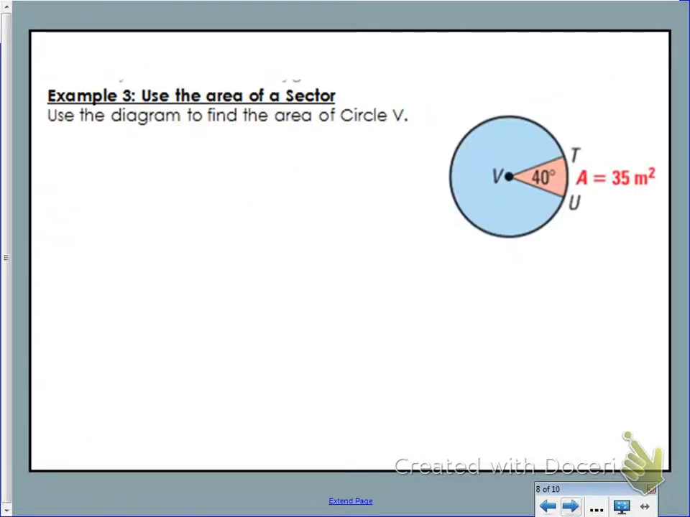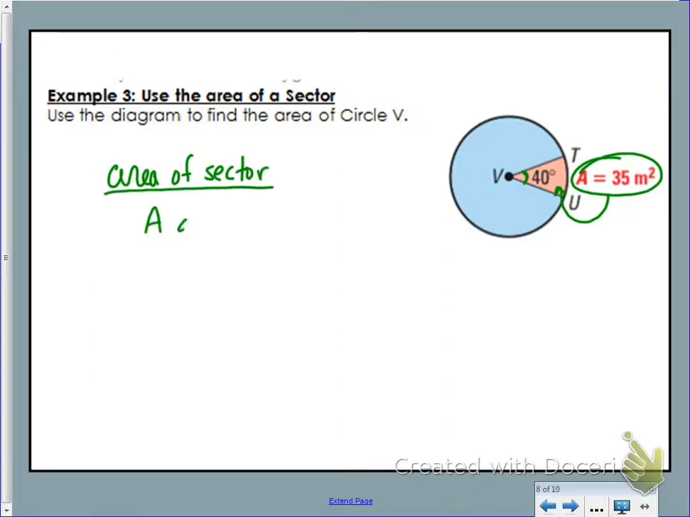Last example says to use the diagram to find the area of the circle. So in this case, we don't know the radius, nor do we know the area of the entire circle, but we do know the central angle, and we know the area of the sector associated with it. So the area of this sector is 35 meters squared. So we're going to start with the same formula. Area of the sector over area of the circle is equal to the arc measure over the entire measure, which is 360.